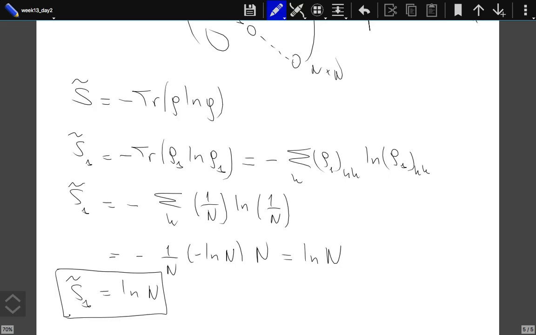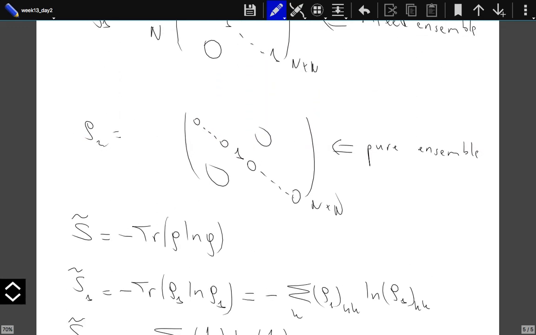Does it look familiar? Well, if n is the number of states that my system can be in, logarithm of n is just the logarithm of the number of states that my particle can be in. They are all equally probable. So this is just like the microcanonical ensemble that you have studied in thermodynamics. And S tilde is nothing but the entropy, in a sense.